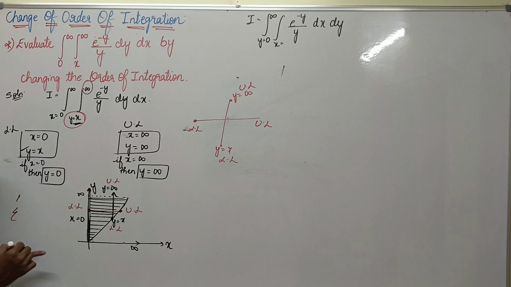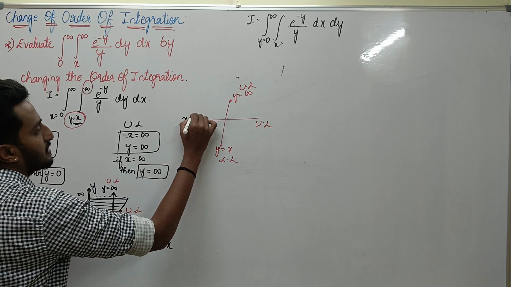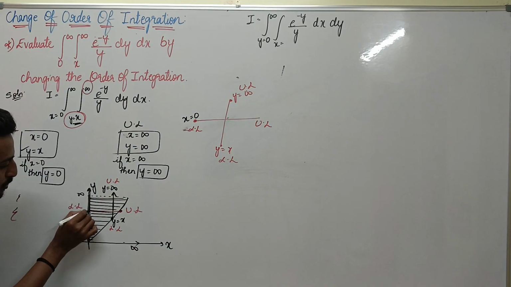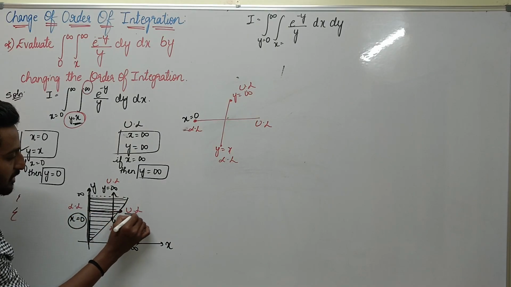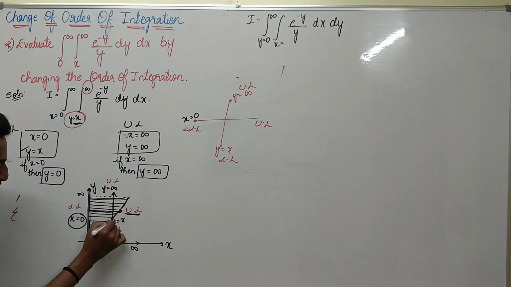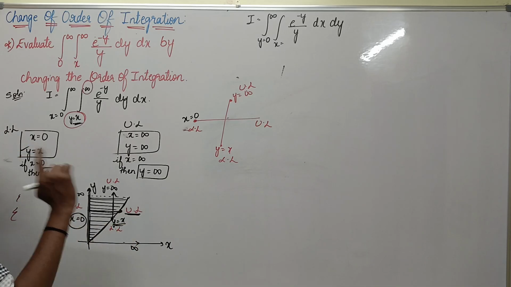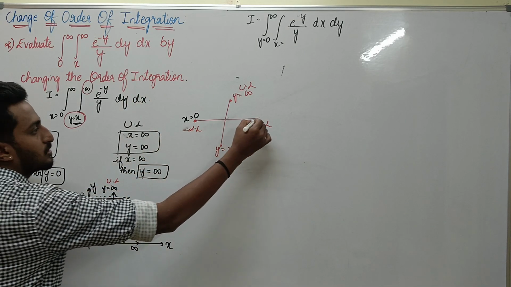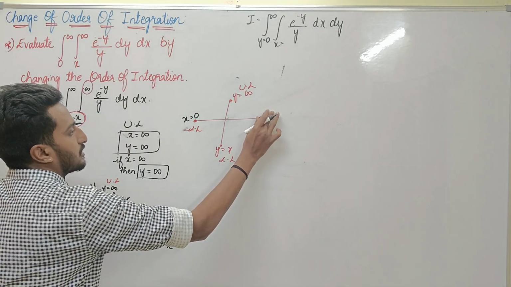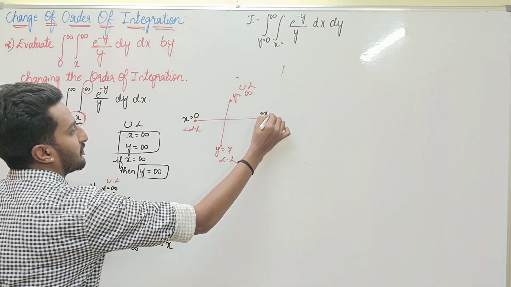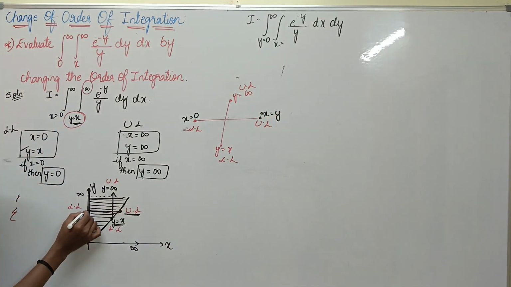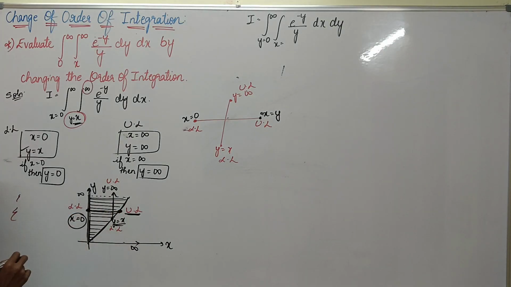How is the lower limit defined? See, the lower limit is defined with respect to the initial line, x equal to 0, and it goes up to the upper limit point. For the upper limit, the perpendicular is drawn up to y equal to x. Since I need to represent with respect to x, I am going to consider x equal to y. This is our lower limit and this is our upper limit.